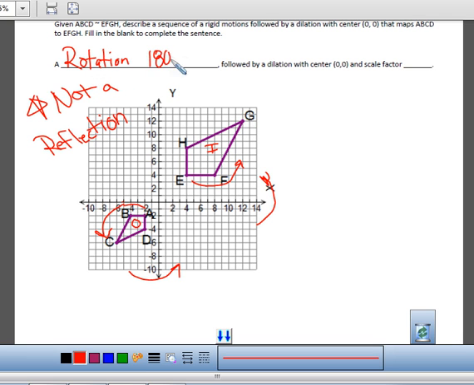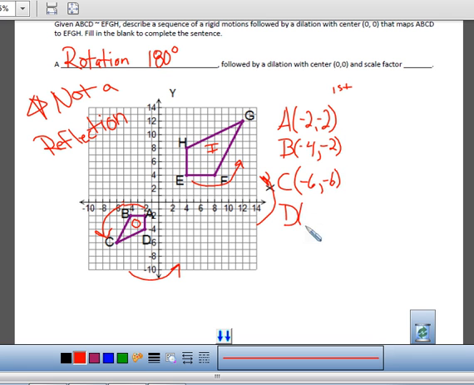And that's probably going to be the most challenging piece of this, figuring out that first mystery, the first piece to the puzzle. So for the first transformation that we're doing, I'm going to write down the coordinates for the original figure. A is at -2, -2. B is at -4, -2. C is at -6, -6. And D is at -2, -4.